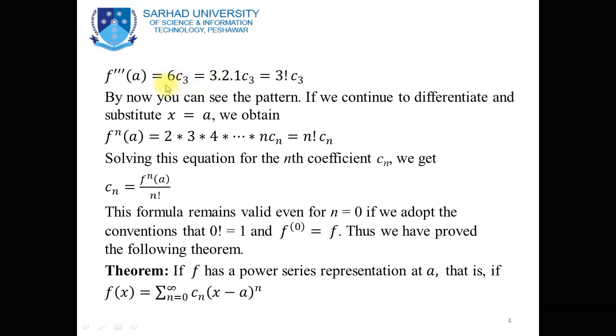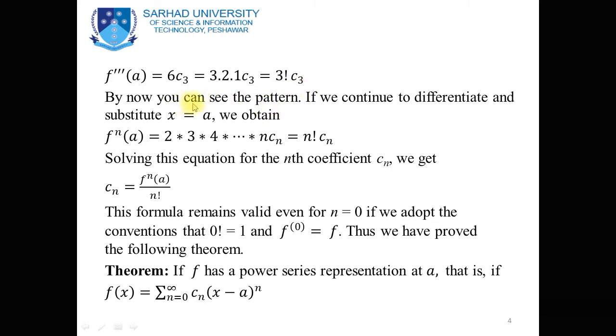And now 6c3 can be written as 3 into 2 into 1, 2 3 the 6 and 6 1 the 6. So 6c3 is equal to 3.2.1, which is actually equal to 3 factorial. So the triple time derivative of the function at x is equal to a is equal to 3 factorial into c3, and similarly the 2 time derivative of the function will be equal to 2 factorial c2.